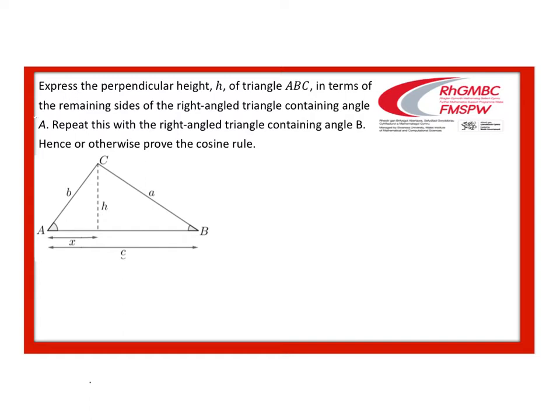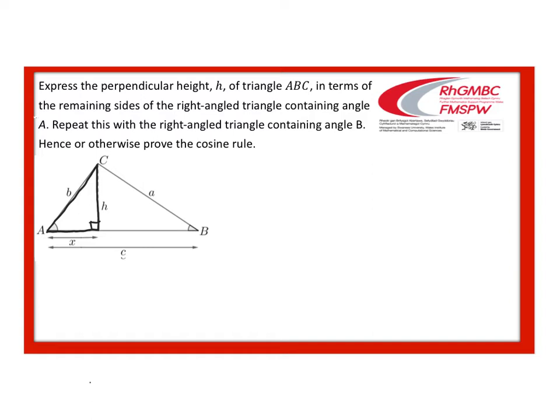Again, in this question, we're going to start off by following the guidance. It says to write the perpendicular height h in terms of the remaining sides of the right angled triangle containing angle A. So what we're looking at here is this right angle triangle here. Now, notice it says to write it in terms of the remaining sides. So what we're talking about using here is Pythagoras' theorem. And again, we were taught that at GCSE.